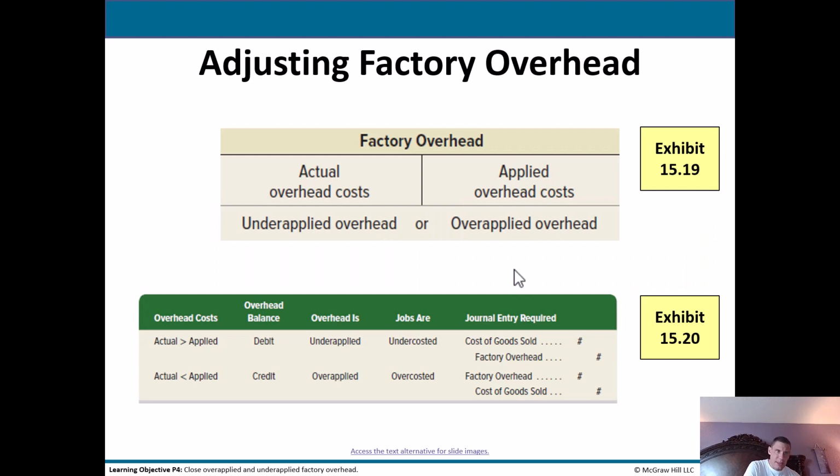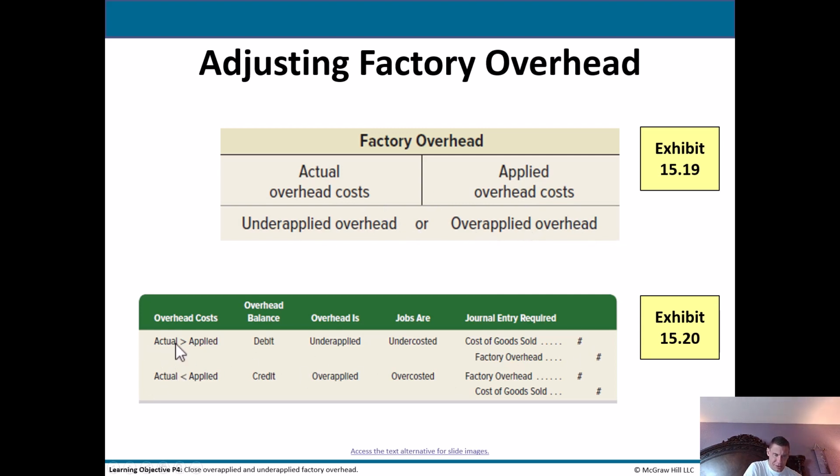Okay, the last thing we'll do, and then we'll be done for this video, is adjusting factory overhead. So we've talked a little bit about the factory overhead account. What we do here is we record the actual costs on the left or the debit side, and we record the applied costs on the right or credit side. Unless you were exactly right, which never happens, you're either going to have under-applied overhead or you're going to have over-applied overhead.